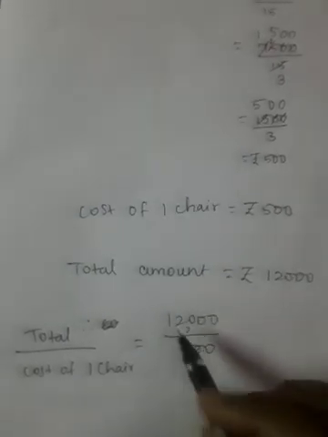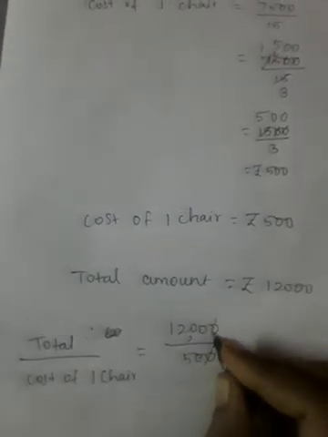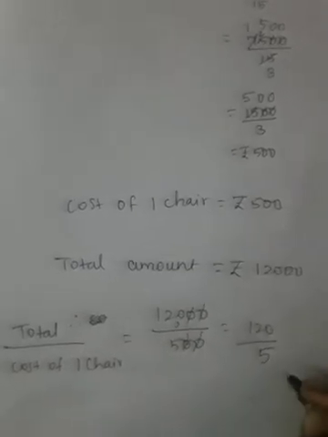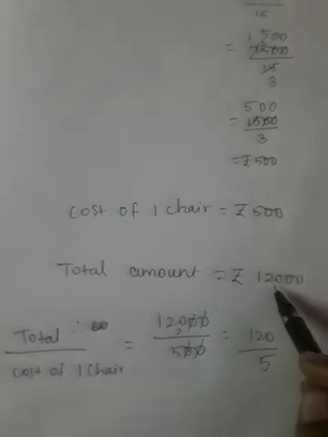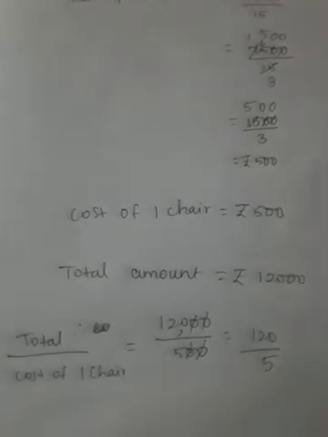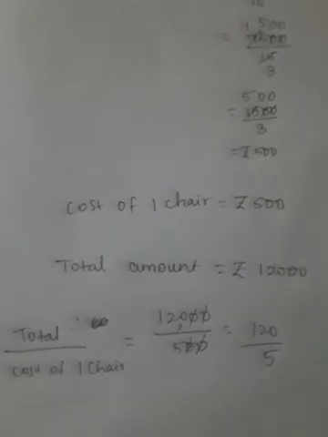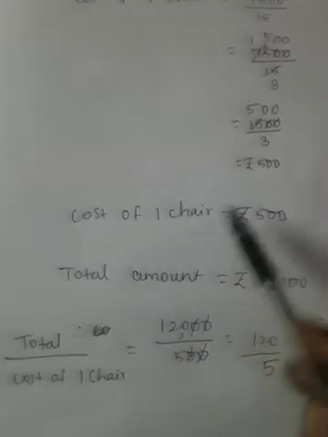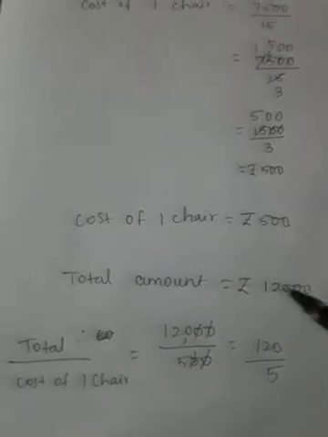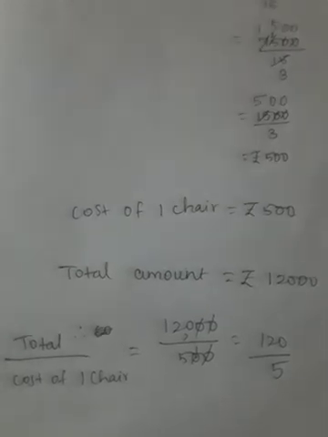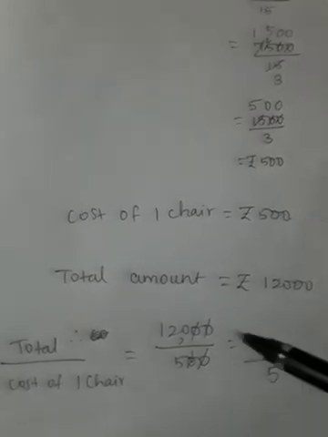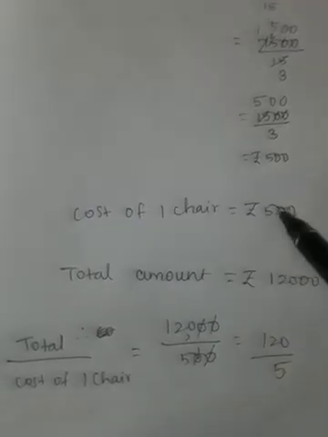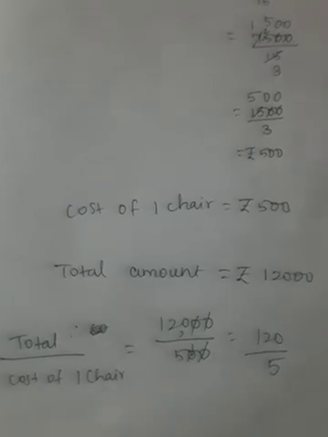So let's cancel. Cancel the zeros, both zeros. So 120 divided by 5. Here both are amounts, so that is why we are doing division. But each and every sum is different. According to the sum, you have to do the division or else the multiplication. Here only the chairs are missing, so we are doing division. If the amount is missing, you want to do multiplication. If both are the same, you can do the division. Simply remember like this: rupees and rupees, do the division. If rupees and number of chairs, do the multiplication.